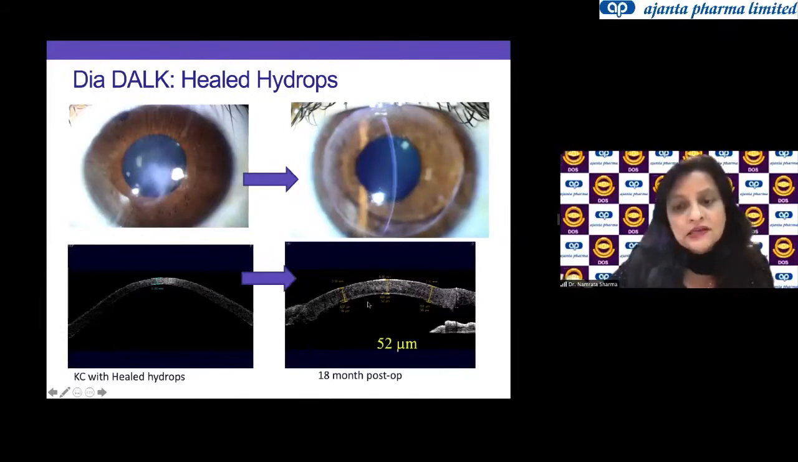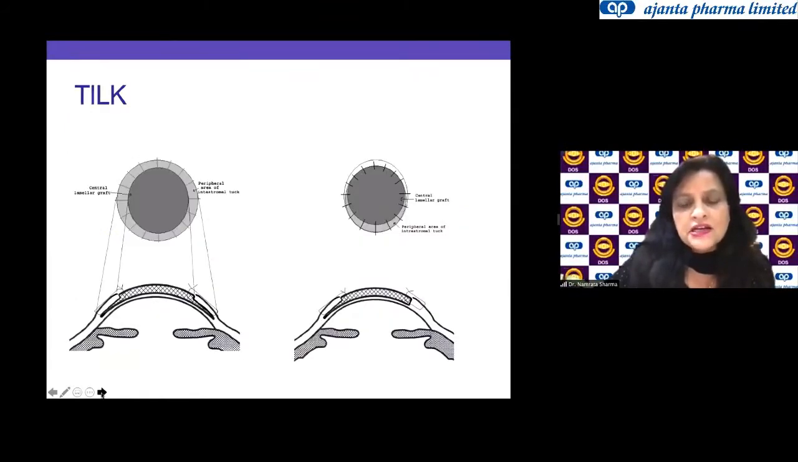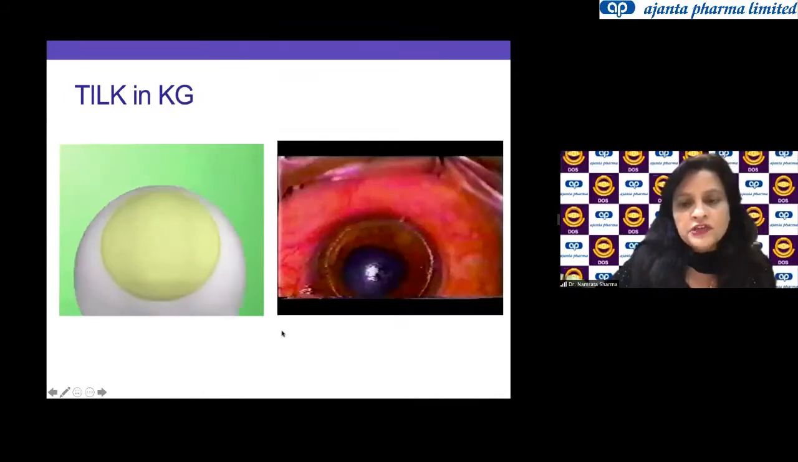And so you are still extraocular and 52 microns of the stroma and the Descemet's membrane remains, which is quite acceptable. Then you have tuck-in lamellar keratoplasty for cases which are large cones, pellucid marginal degeneration, keratoglobus, or post-PK keratoconus. And in this case, the advantage is that you have a partial thickness flange, which is there all around, along with the central cornea from which the Descemet's membrane has been removed. Or in case of pellucid marginal degeneration, you can just have this little bit of flange, because you have to address the area of the thinned out cornea.